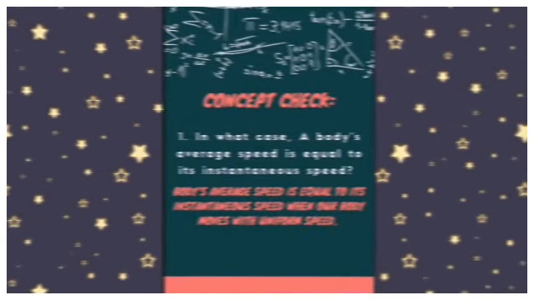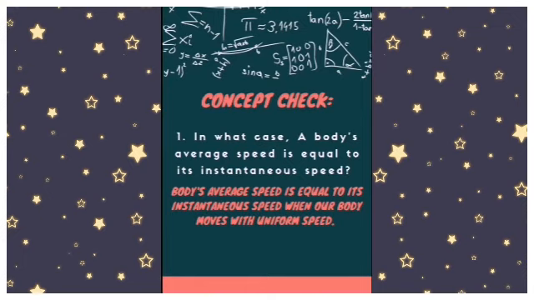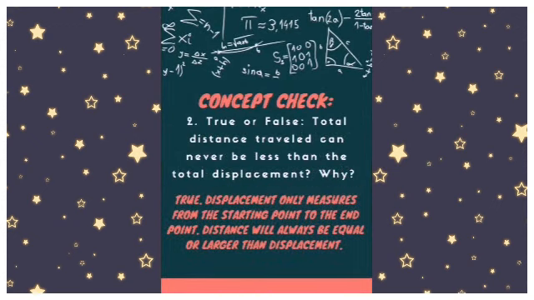Concept check. In what case is a body's average speed equal to its instantaneous speed? A body's average speed is equal to its instantaneous speed when the body moves with uniform speed. True or false? Total distance traveled can never be less than the total displacement. Why? True. Displacement only measures from the starting point to the end point. Distance will always be equal to or larger than displacement.